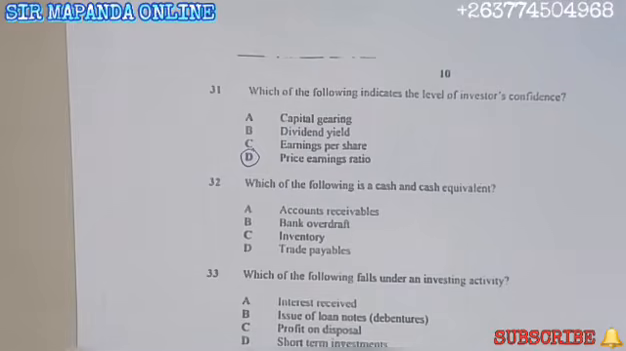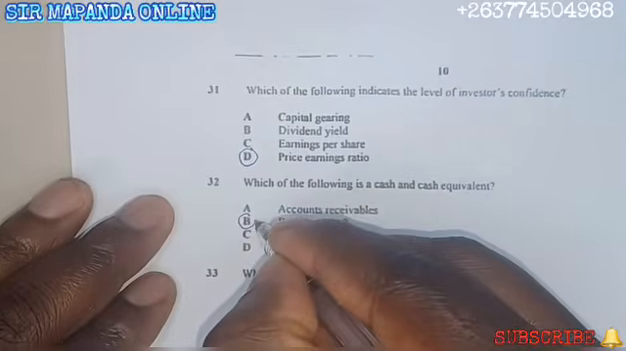Which of the following is a cash and cash equivalent? Remember, cash and cash equivalents can be a current asset or a current liability. If we have a favorable amount in the bank balance, it is a current asset. But if it is unfavorable, it is shown under current liabilities. So B is your answer, bank overdraft.